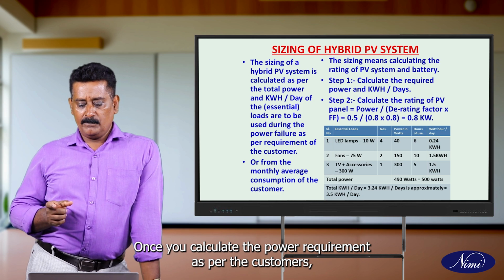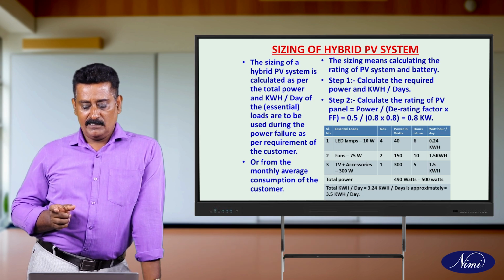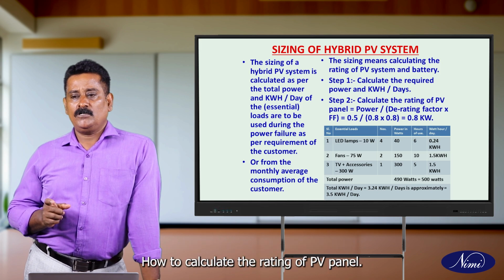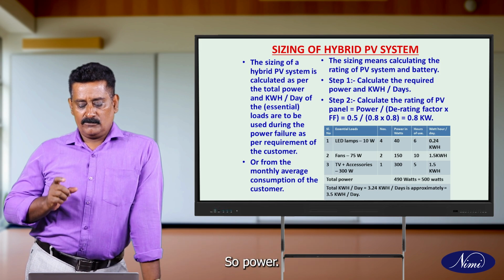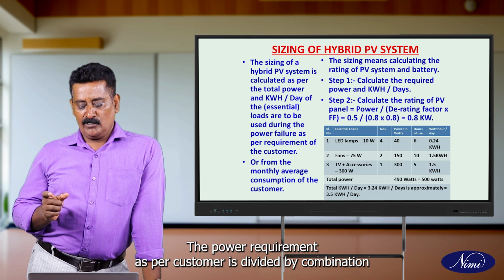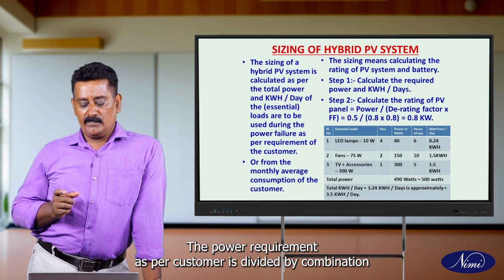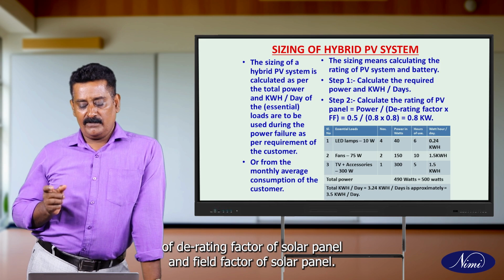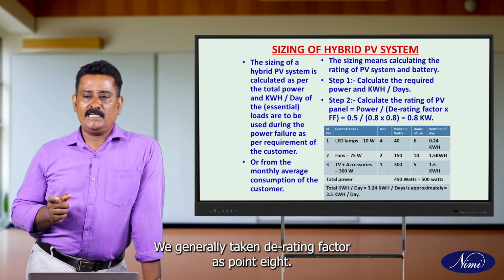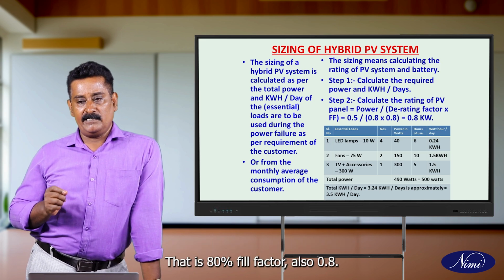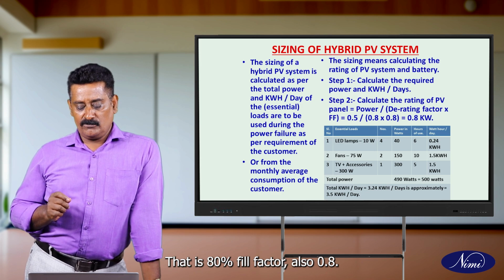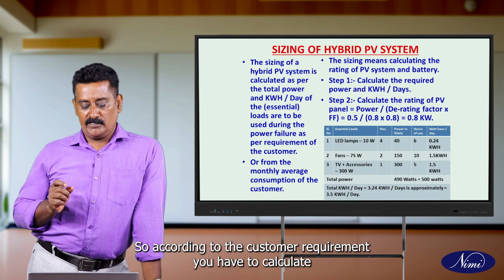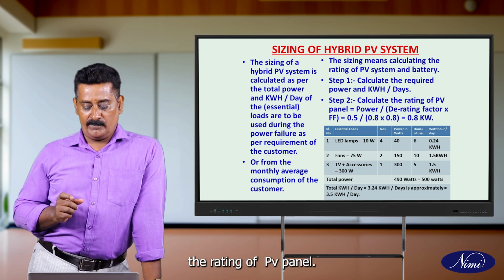Once you calculate the power requirement as per the customer, then the next step is to calculate the rating of the PV panel. How to calculate it? The power requirement as per the customer is divided by the combination of the derating factor of the solar panel and the fill factor of the solar panel. We generally take the derating factor as 0.8, that is 80%, and the fill factor also 0.8, that is 80%. So, according to the customer requirement, you calculate the rating of the PV panel.